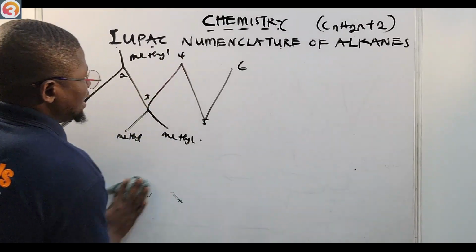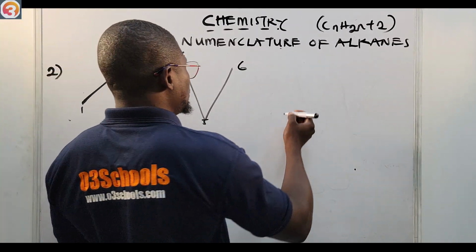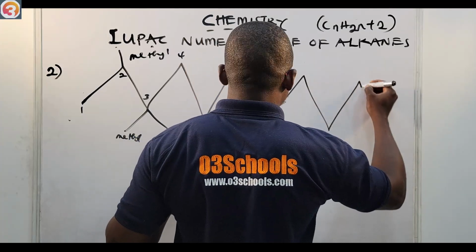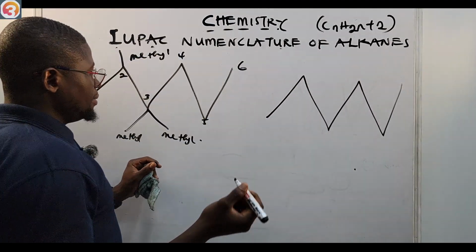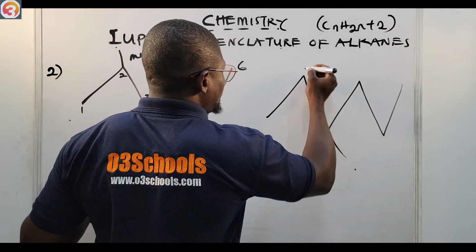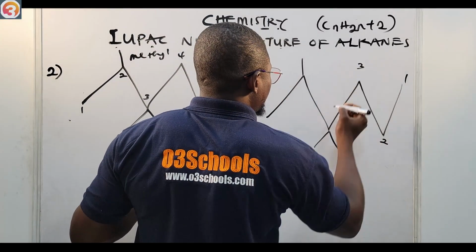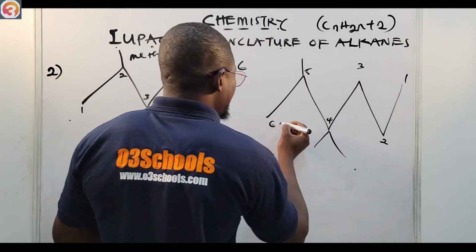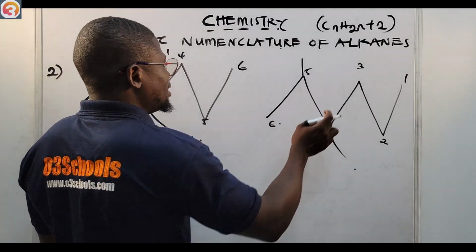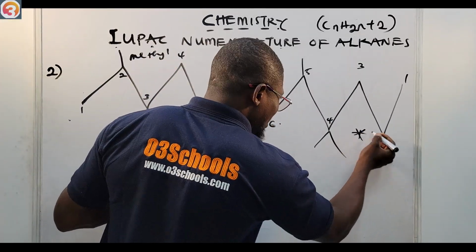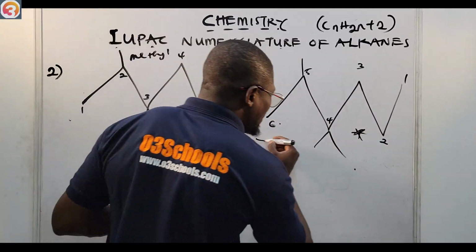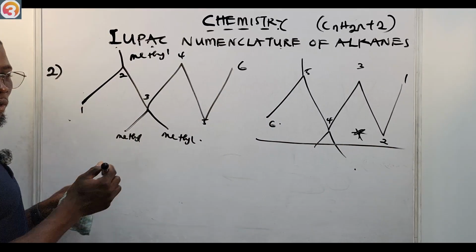Remember, we can also decide to draw the structure again to make us see the beauty of naming it. Okay, so we have group here, we have group here. This will be 1, this will be 2, this will be 3, this will be 4, this will be 5, this will be 6. So already 5 and 4, you should already know that this one cannot be right. So we will not bother about naming this one. This will be our correct numbering.